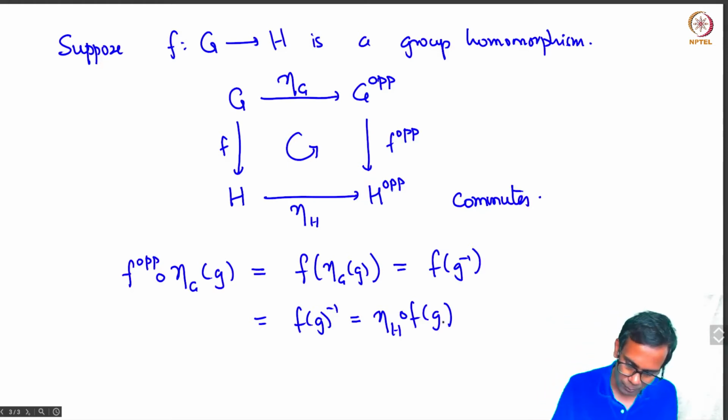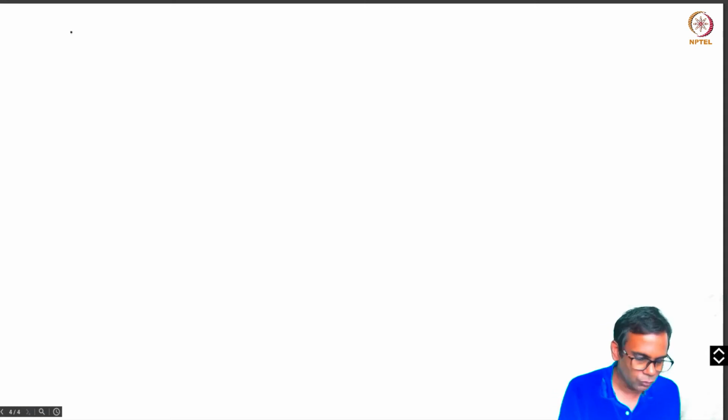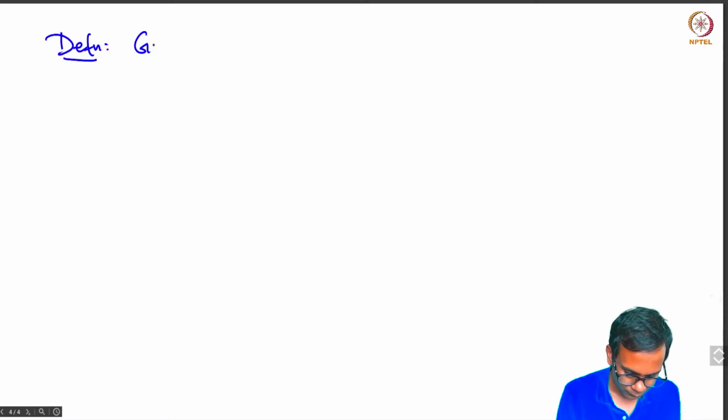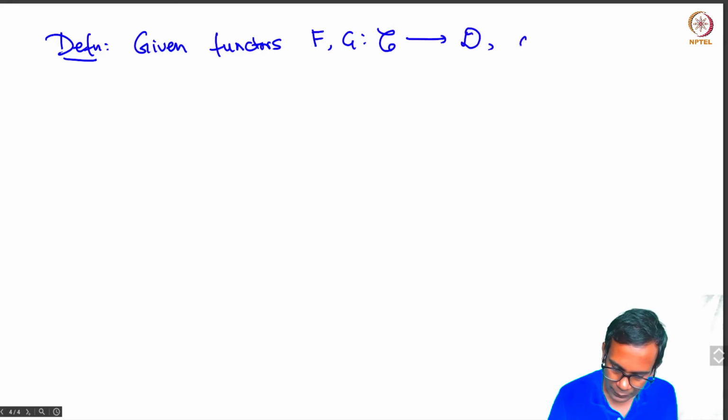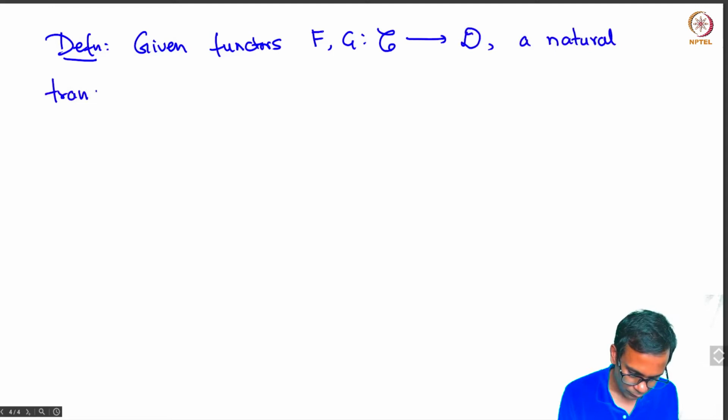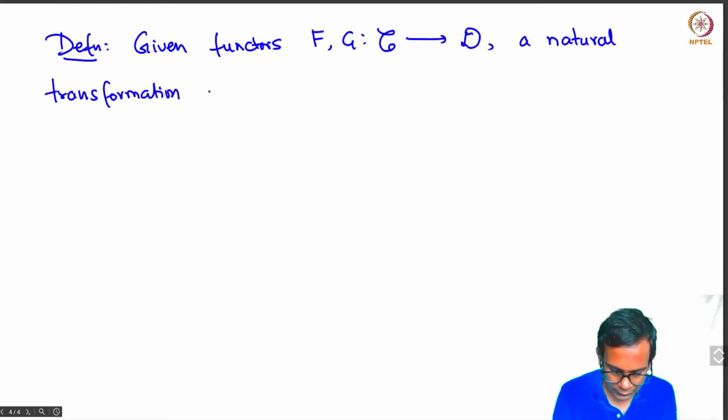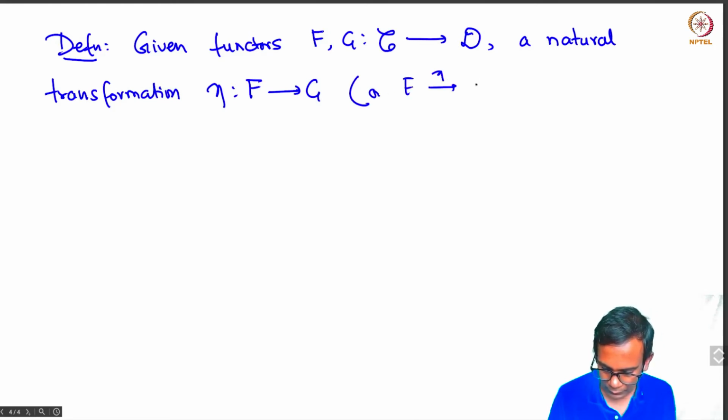So let me give you the formal definition now. Given two functors F and G from a category C to a category D, a natural transformation, and here the notation is eta goes from F to G, or sometimes we'll write F eta G.